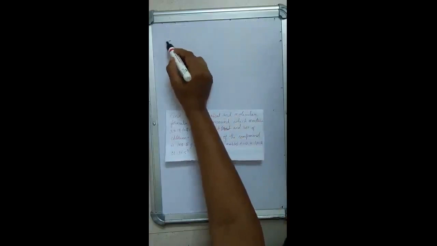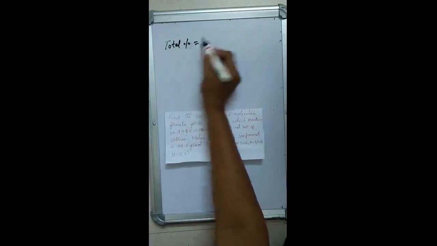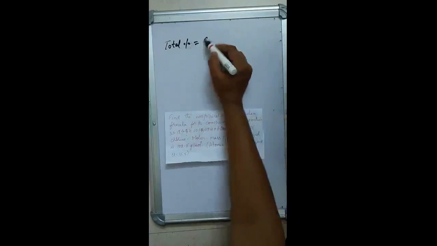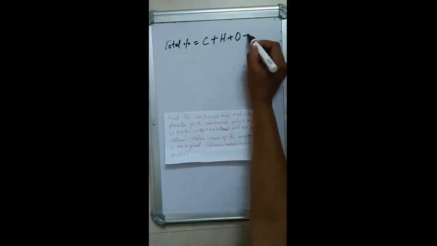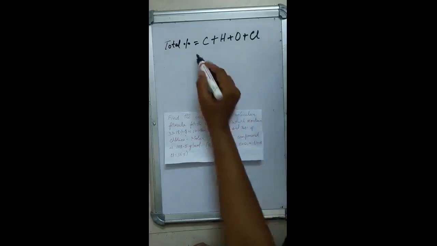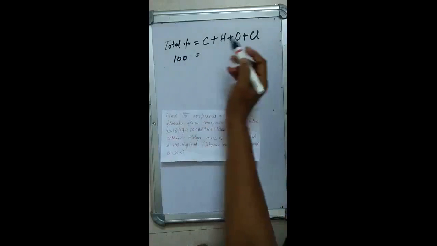So here I will write total percent. What are the elements given? Carbon is given. Since it is a total, I have to write a plus sign. Hydrogen is given, then oxygen is given, and the rest of the element is chlorine. Now here, total percentage means we have to consider it as 100.